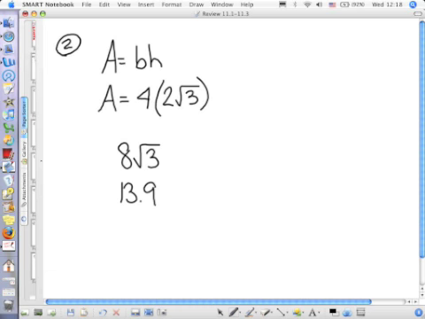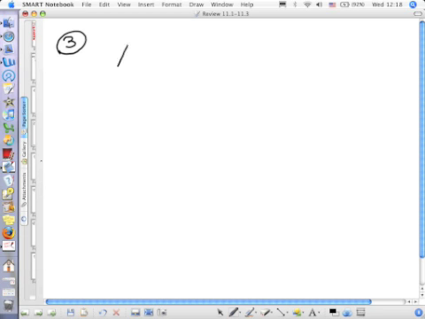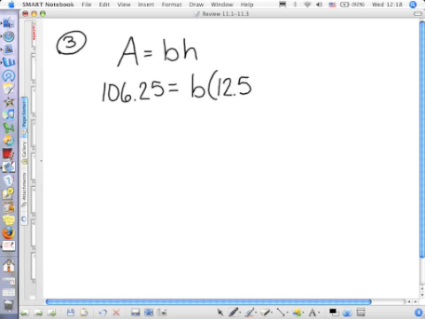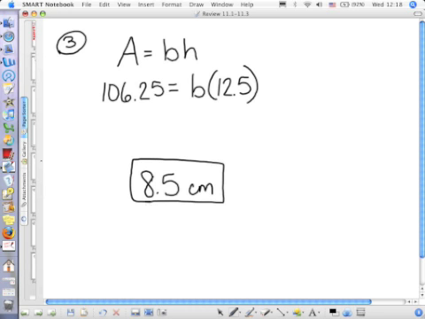For number 3, they're asking again about the area of a rectangle, but this time we are told that the area is 106.25, that the height is 12.5, and we are asked for the base. So I will want to see the formula, I want to see the dimensions that you're given, and then I want to see your answer. To solve this equation, you divide both sides by 12.5. And because dimensions were given to you in centimeters, I want your answer to say 8.5 centimeters.